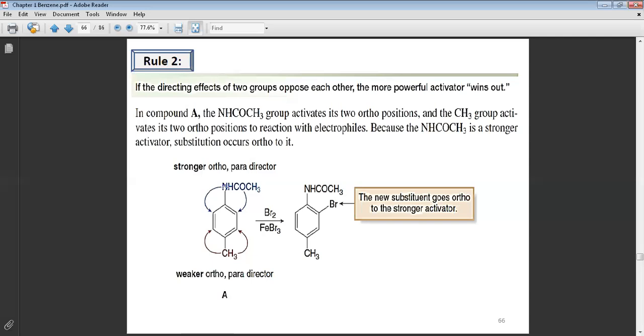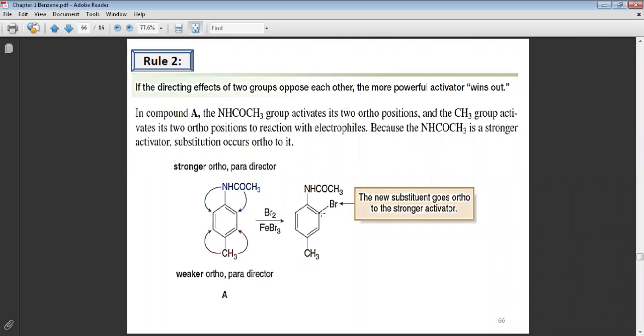Para blocked, ortho. The CH3 is ortho by the inductive effect, and the NHCOCH3 is ortho directing by the resonance effect. Resonance is strong, very strong, because the resonance effect is stronger than the inductive effect. For this reason, the Br will go to the ortho of the NHCOCH3 group.